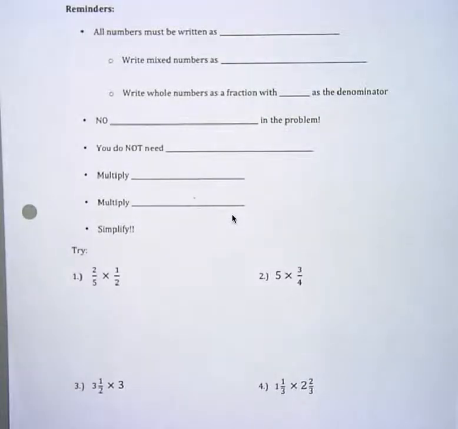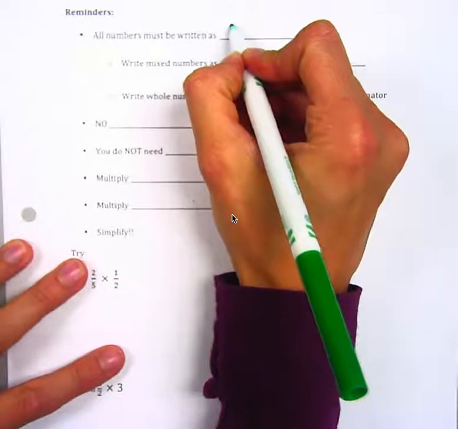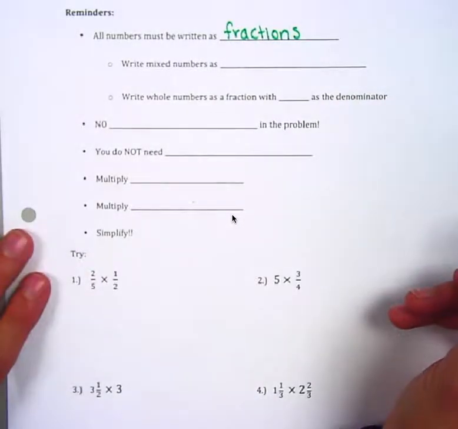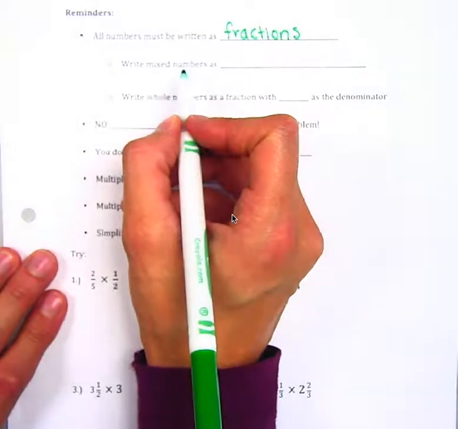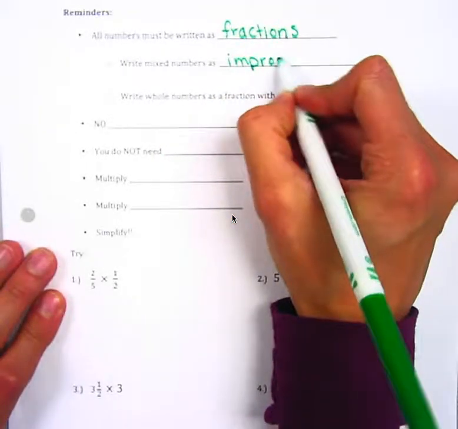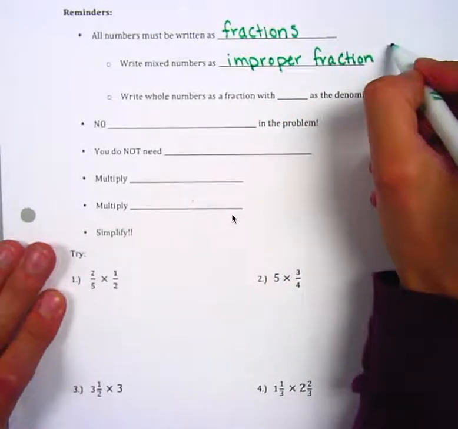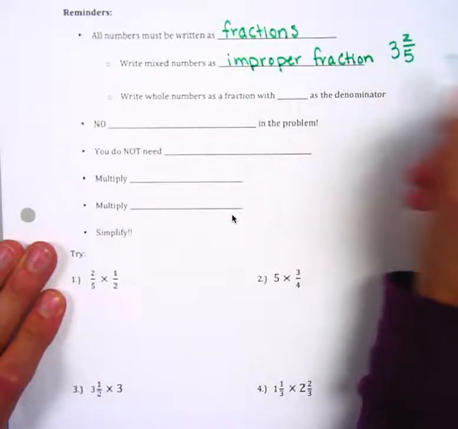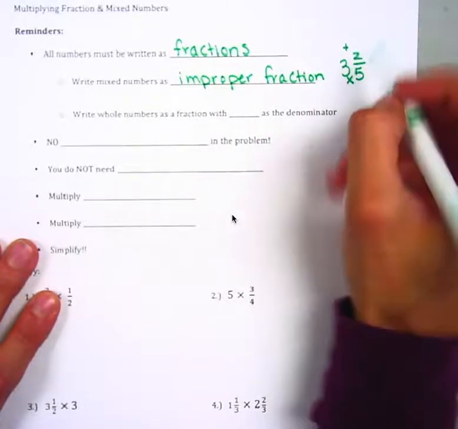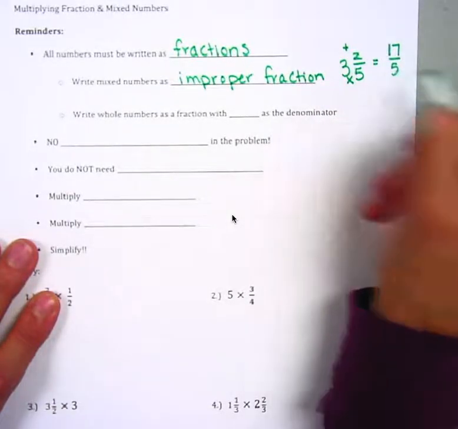Okay, so when we multiply fractions and mixed numbers, we need to remember that all numbers must be written as fractions. We need to write any mixed number as an improper fraction. So for example, 3 and 2/5 would be 5 times 3 plus 2. So 5 times 3 is 15 plus 2 is 17/5.